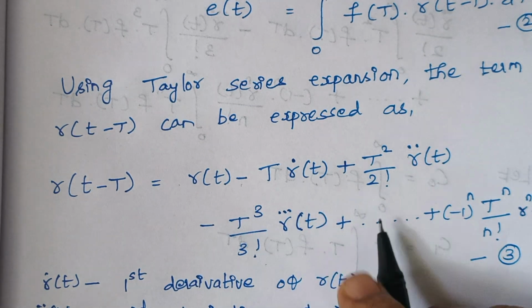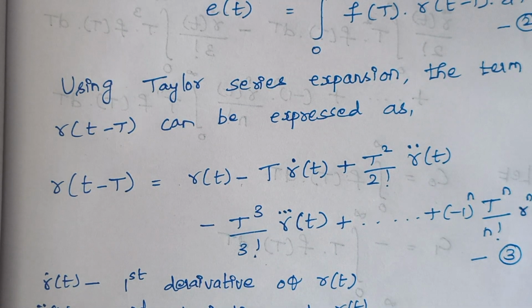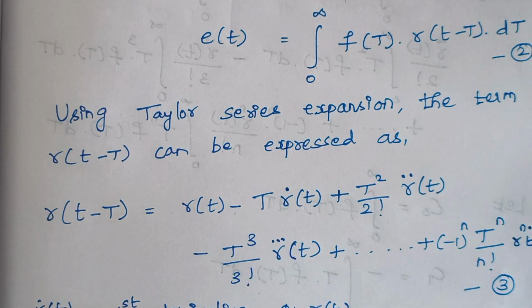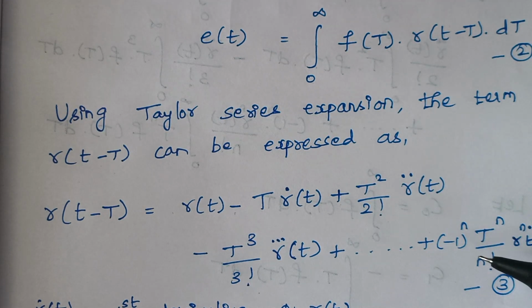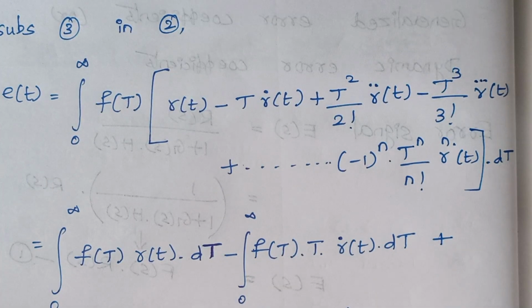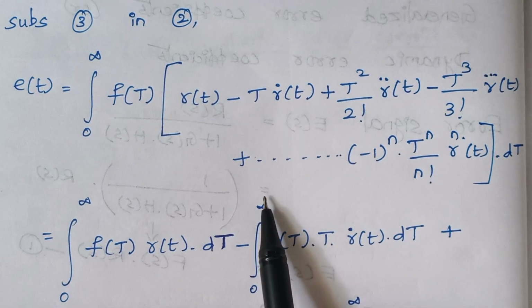Now mark this expression as equation number 3, and here we have our equation number 2. The next step is to substitute equation 3 in equation 2. That is, instead of r of t minus T, I am going to substitute this expression. Here I have substituted the values.